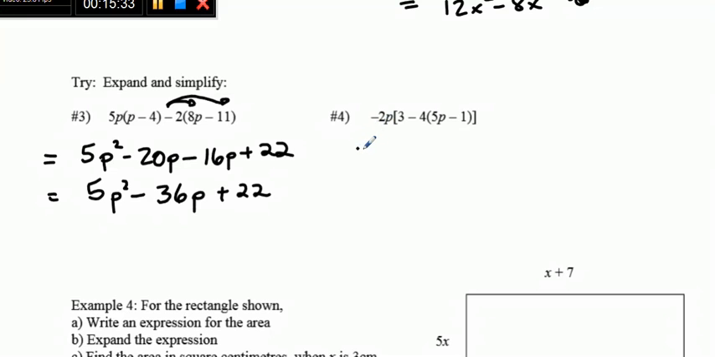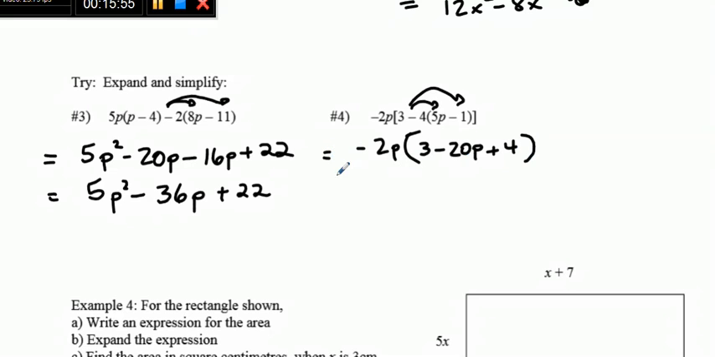Okay, so this is going to still be minus 2p. We're going to end up with a round bracket here, 3, and then we're going to start our multiplication. So minus 4 times 5p is minus 20p. And minus 4 times minus 1 is positive 4.